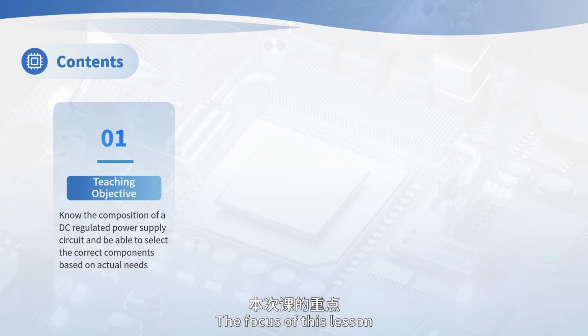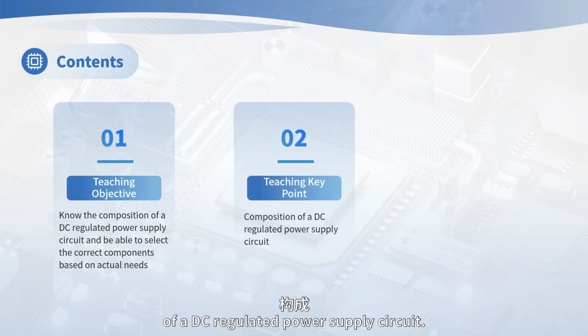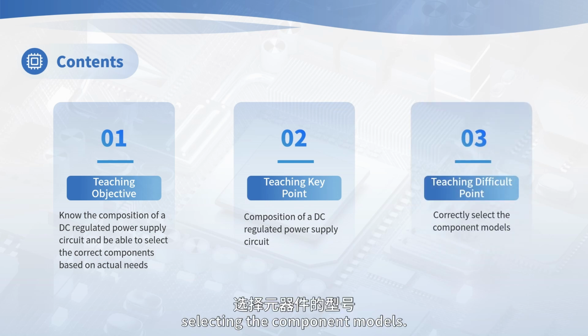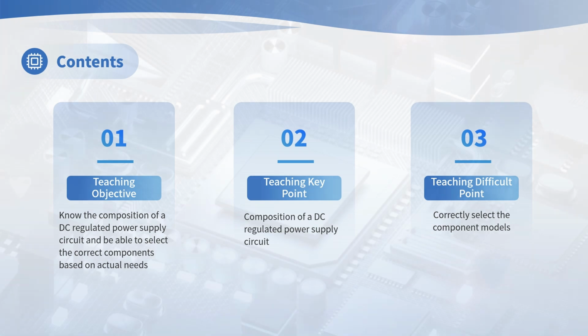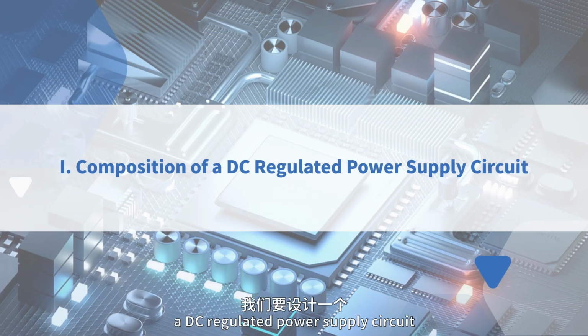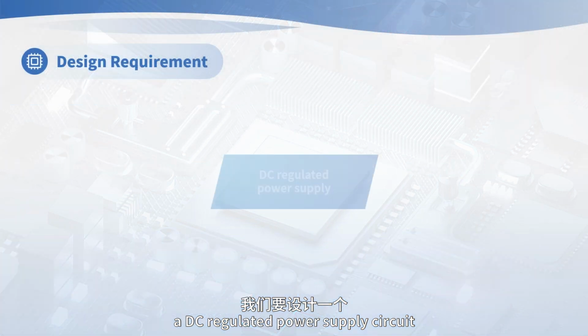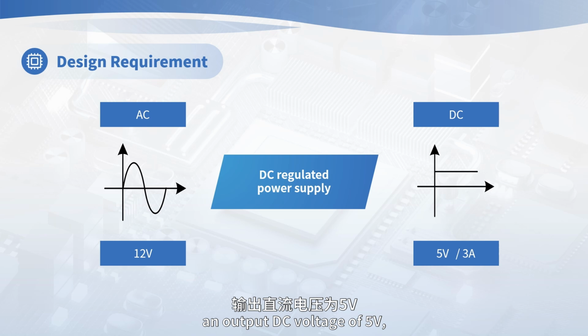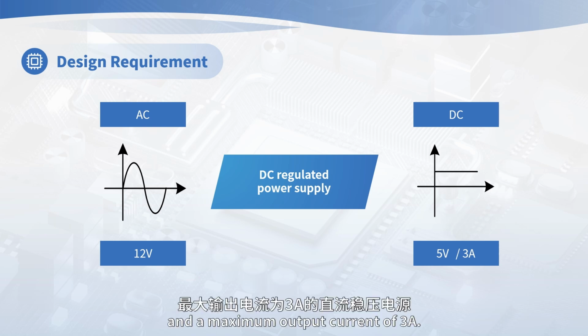The focus of this lesson is the composition of a DC-regulated power supply circuit. The difficulty lies in correctly selecting the component models. In this lesson, we will design a DC-regulated power supply circuit with an input AC voltage of 12 volts, an output DC voltage of 5 volts, and a maximum output current of 3 amperes.